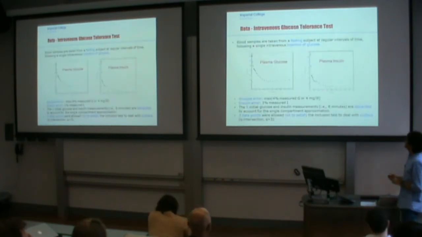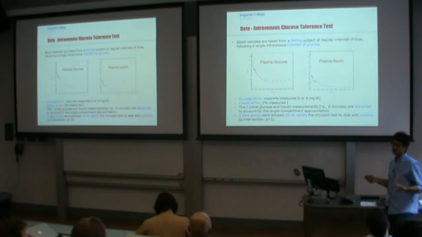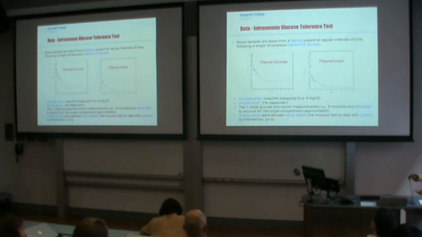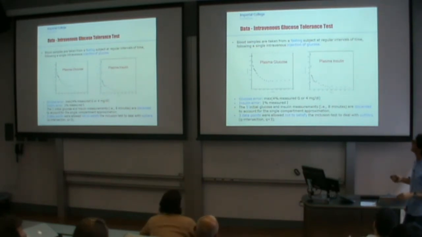Then, in order to do the identification, of course we need data. We took data from a standard test done in the clinic called the intravenous glucose tolerance test. Basically, it gives an injection of glucose in fasting conditions and measures plasma glucose and plasma insulin at predefined intervals.